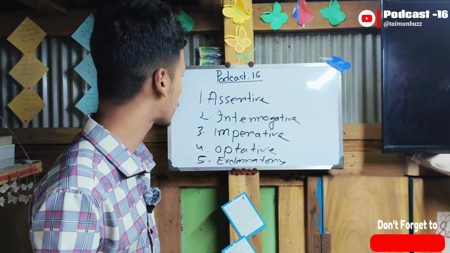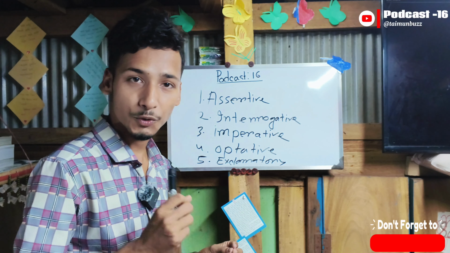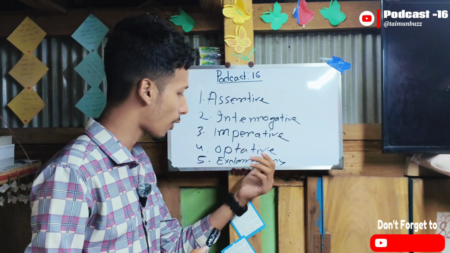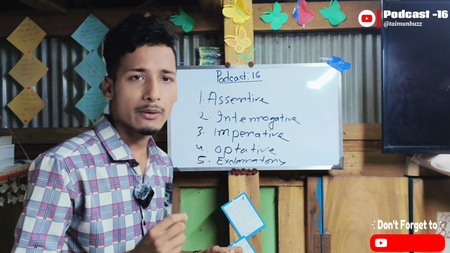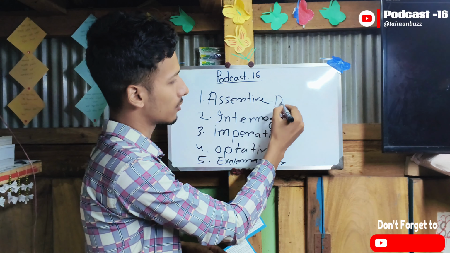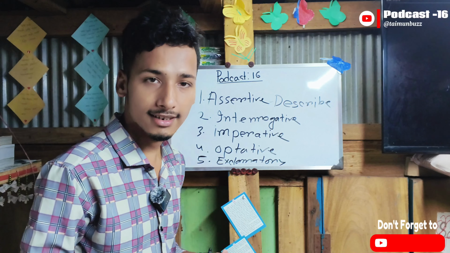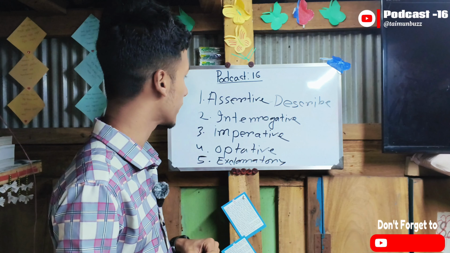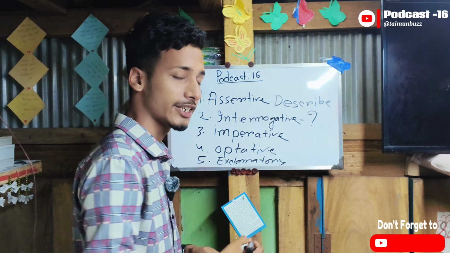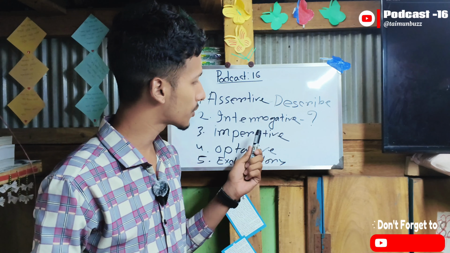So let's go to the topic. I've already taught you what is assertive, what is interrogative, as well as imperative, optative, exclamatory. Today, I will just summarize. Assertive means description, to describe something. It is called an assertive sentence. Interrogative sentence means questions. These things are very simple if you understand them clearly.